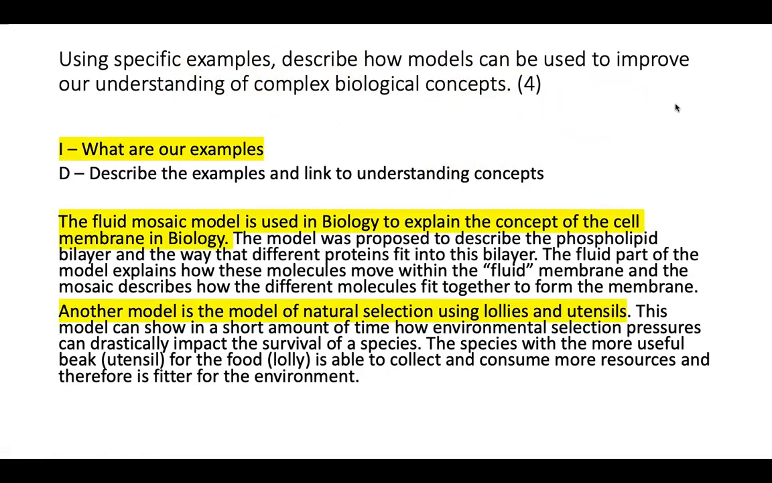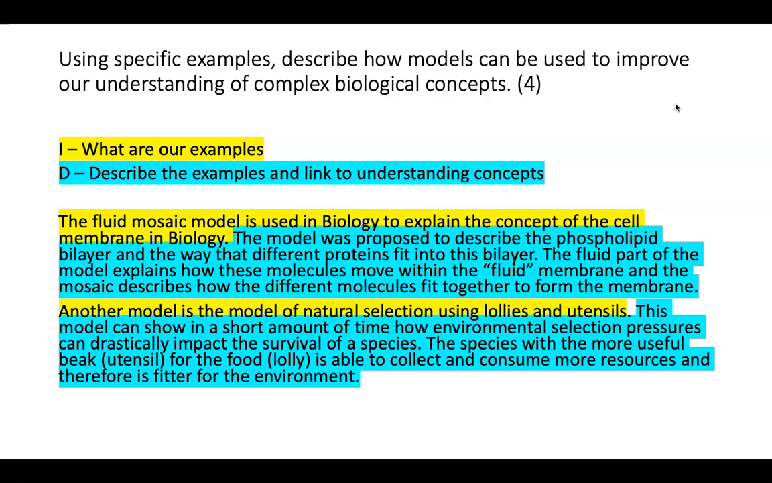So we look at the I part of our answer here. So I've identified the fluid mosaic model as being a model used in biology. And I've also picked another model, which was a model of natural selection that our class did using lollies and utensils. So that's the I part. So that gives us a mark each straight away, just for answering those two parts there by identifying them.